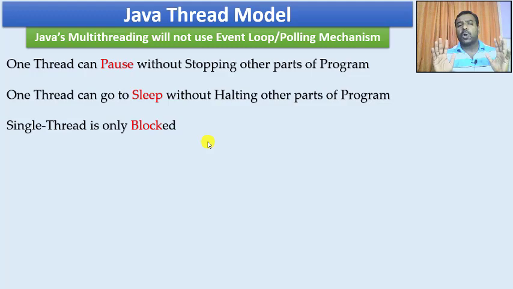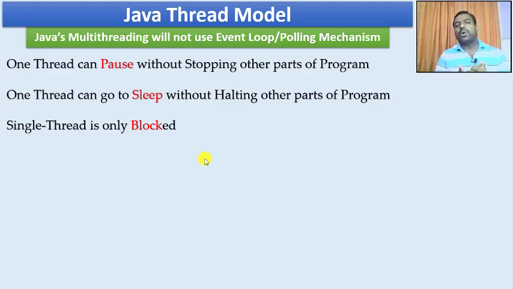This is where we talk about Java's multi-threading feature. This is where we are not talking about the event loop or the polling mechanism. I don't want all these things because we are going to talk about everything in the form of threads. When I talk about a thread, the thread can be in the pause state, the sleep state, or the block state. That means a thread can be in different states in its lifetime. This is what we call the life cycle of a thread, or the lifetime of a thread.